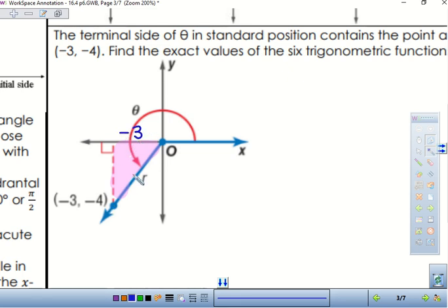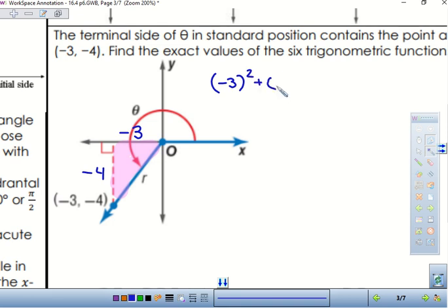-3. 3 units, but it's in the negative direction. And what would be the vertical distance here? -4. Now, could I find this side here, r? Yes, because this is not the unit circle, so r is not necessarily 1 here. How could I find r? Pythagorean theorem.